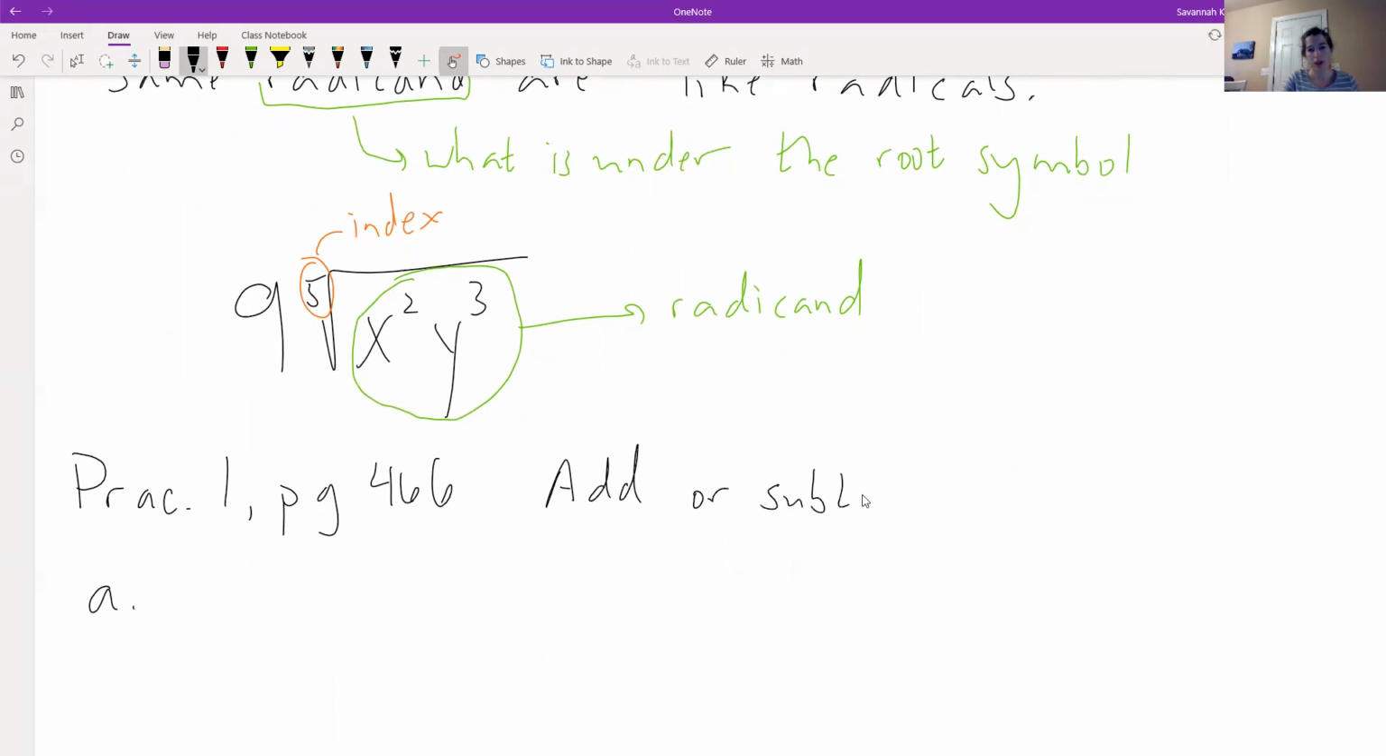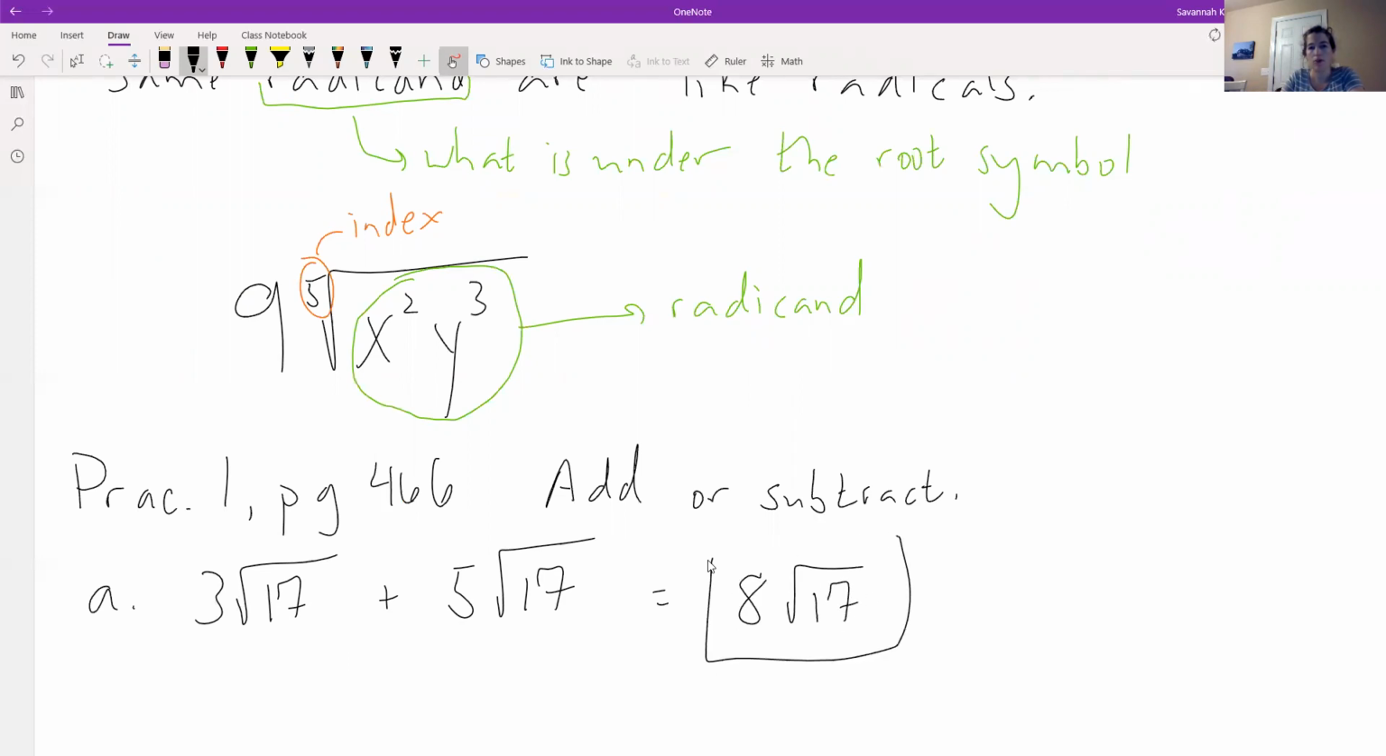Depending on what's indicated, depending on what the problem asks for. Okay, so we've got 3 square root of 17 plus 5 square root of 17. And those are like radicals. They are both square roots of 17. So all we do is add the 3 and the 5 to get 8, and keep that square root of 17.